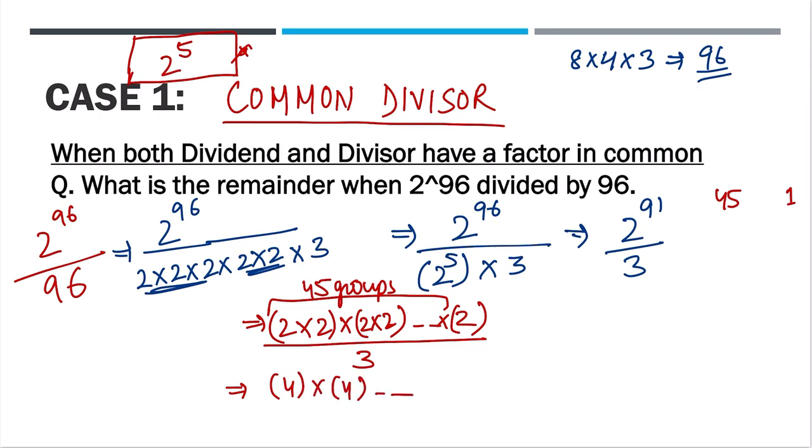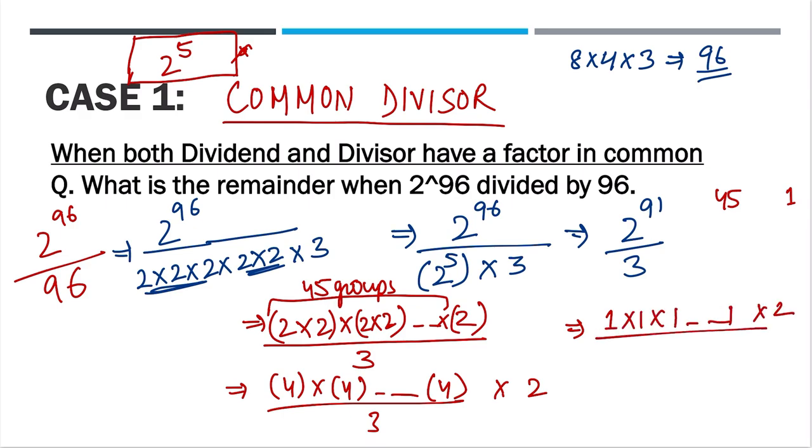4, how many times? 45 times by 3 multiply by 2, which is separate. So 4 divided by 3 gives you a remainder of 1. 45 times into 2. So all the 1 are multiplied will give me 1 into 2 divided by 3, and you are getting remainder of 2 from here. I hope this is clear.